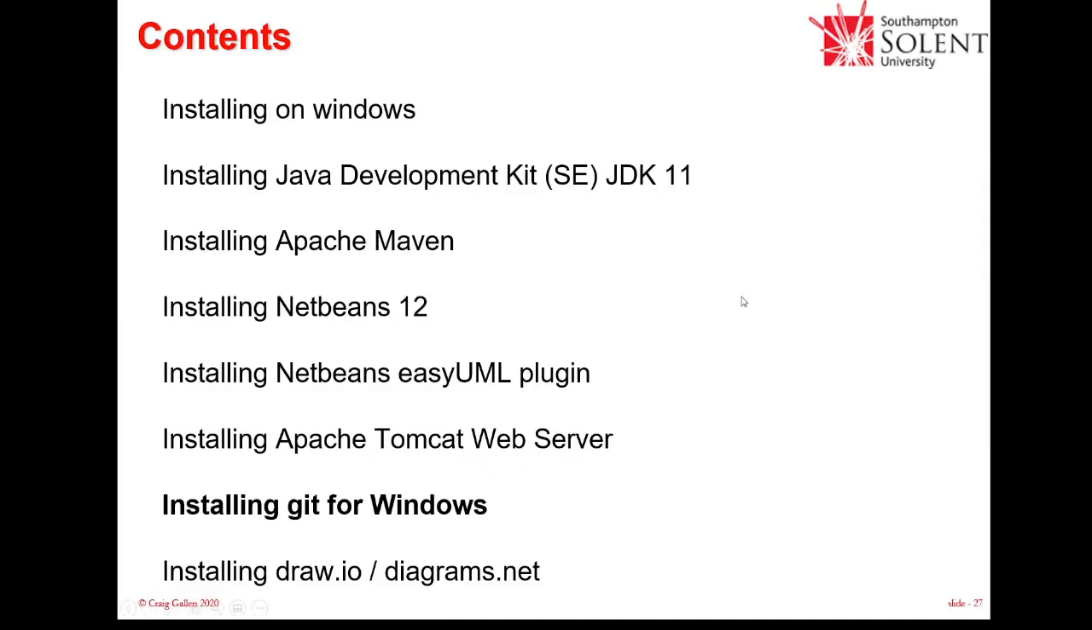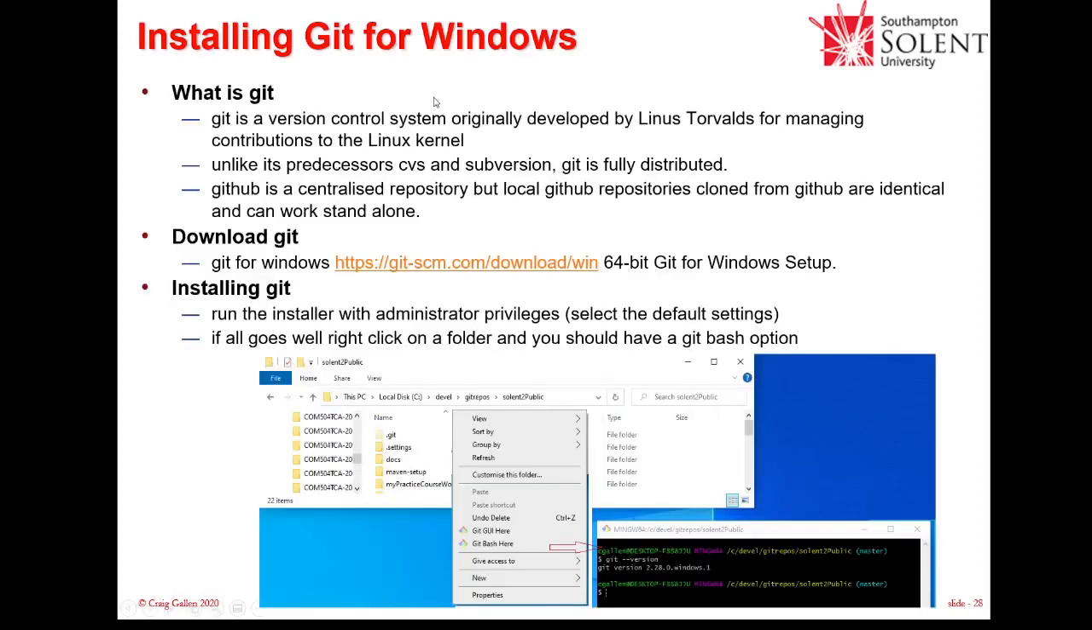Now, the next thing we need to worry about is installing Git for Windows. Again, from last year, you may already have Git installed, but we need this on your local machine. So what is Git? Well, Git is a version control system which was originally developed by Linus Torvalds for managing the contributions to the Linux kernel. Obviously, a very, very large and complex project with many, many thousands of contributors, and they needed a version control system that would work in that environment. And so Git is that system that was developed.